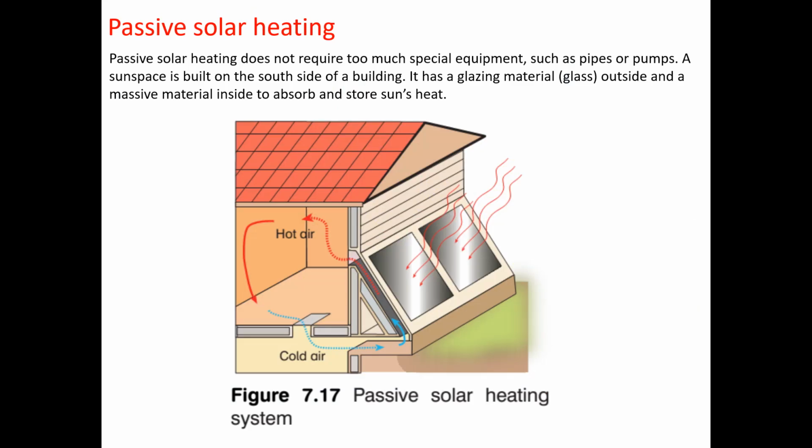And passive solar heating systems. Passive solar heating systems don't require much special equipment such as pipes or pumps. A sunspace is built on the south side of the building. It has a glazing material, or a kind of glass, outside, and the massive material inside absorbs and stores sun heat. Example of a passive solar heating system.